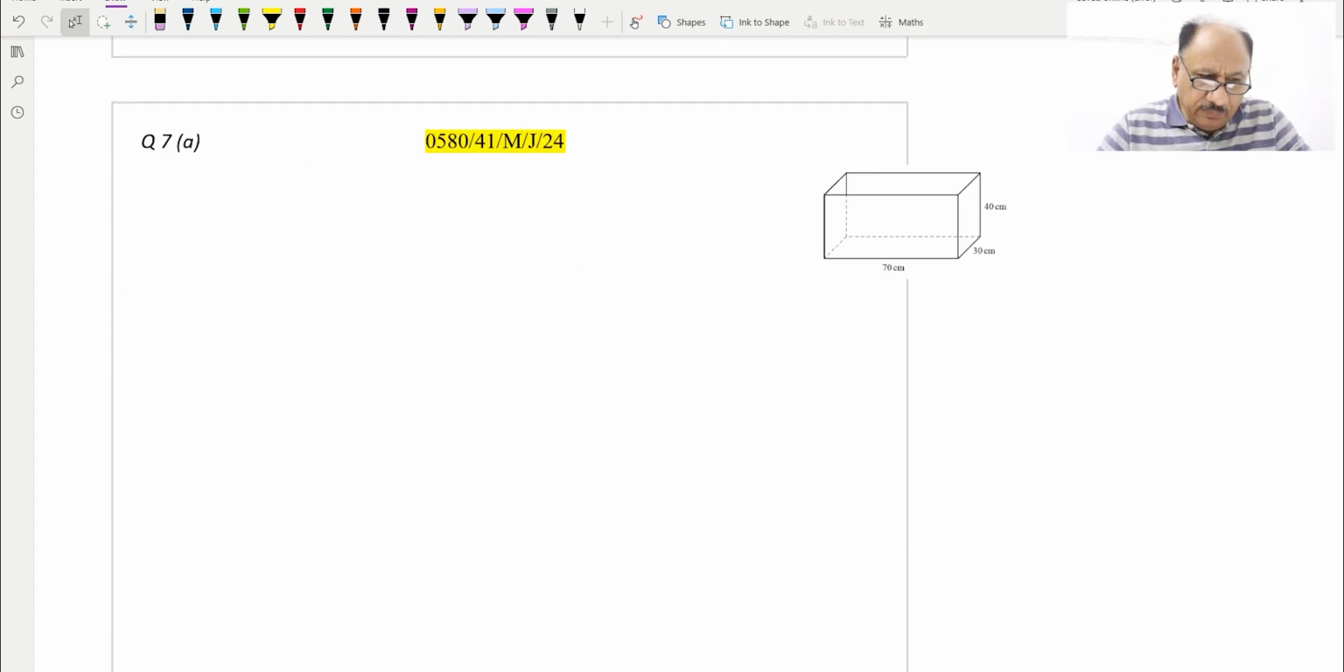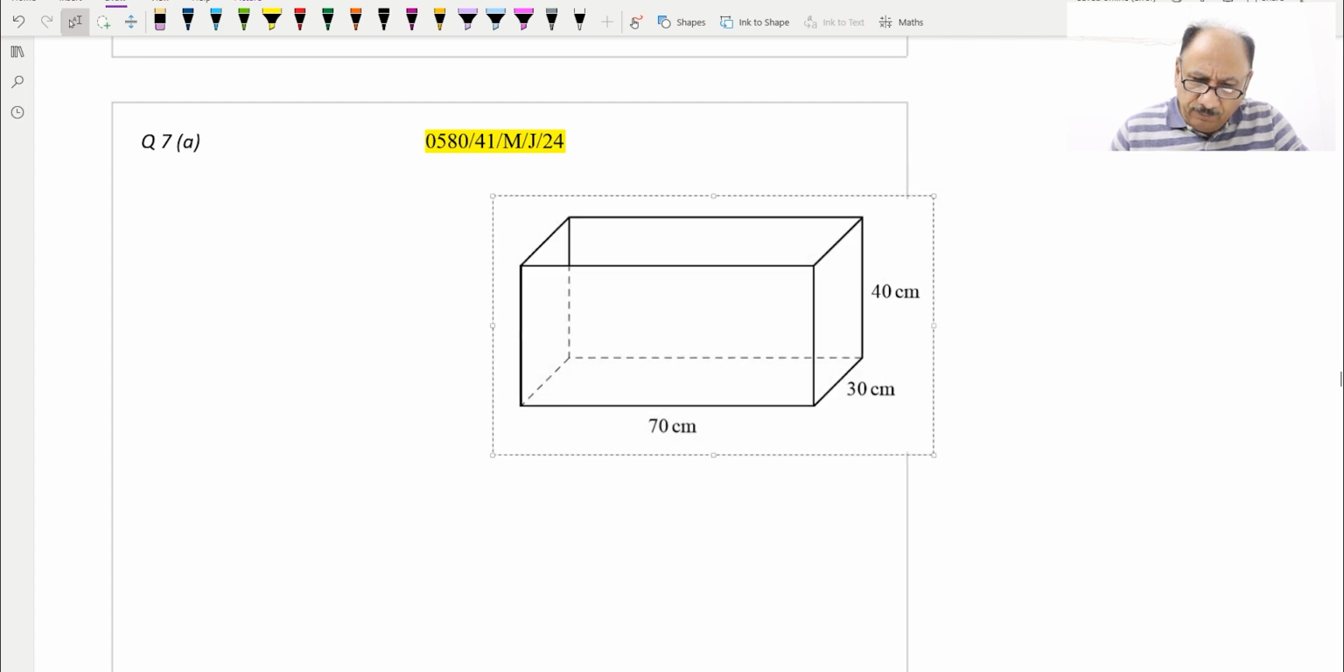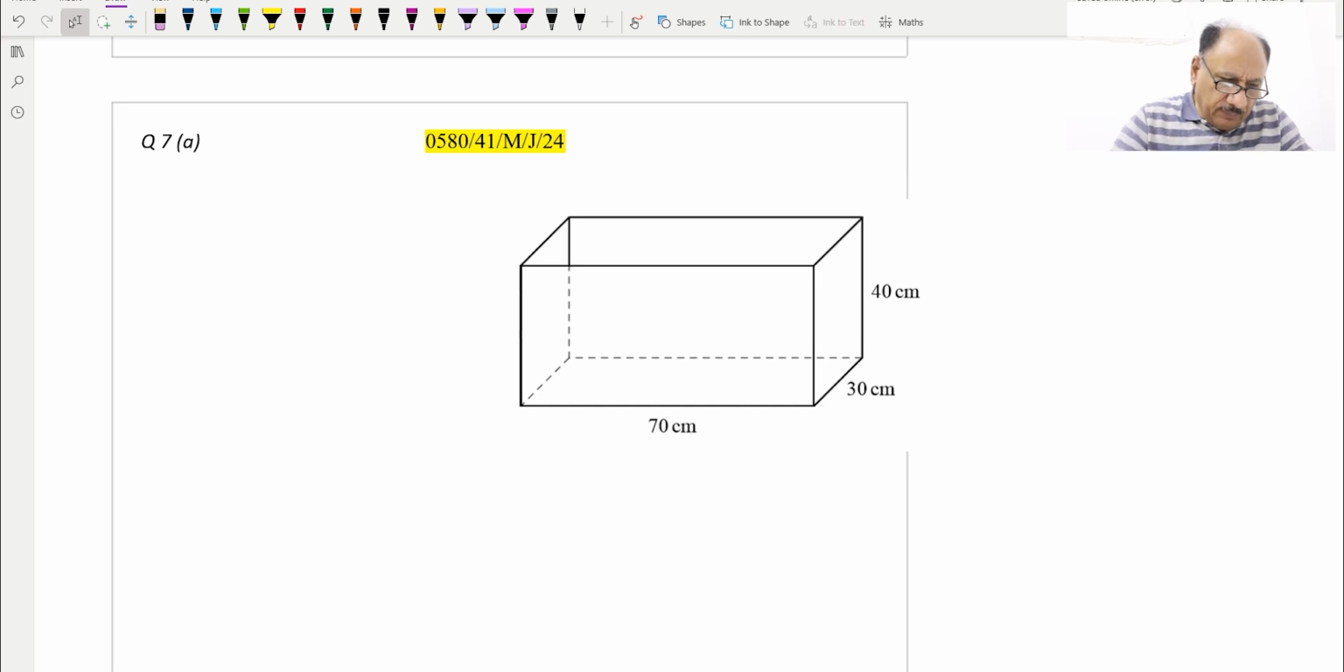Question number 7a. This is a 3D shapes question, area and volume of 3D shapes. The diagram shows a box in the shape of a cuboid. The box is open at the top, so we will not be considering the top area. Part 1 says work out the surface area of the inside of the open box. So the surface area of the open box is required. This is what we need to find.